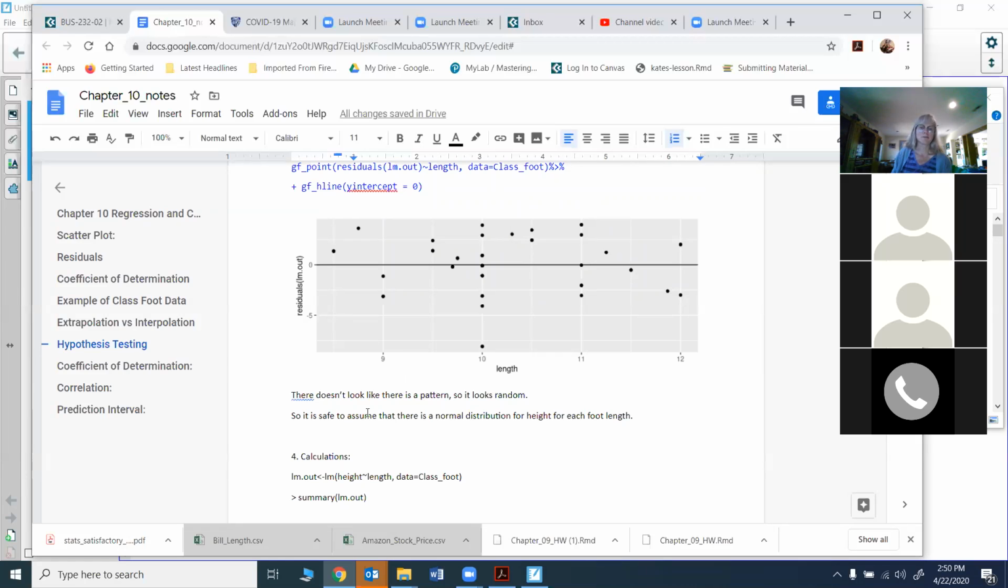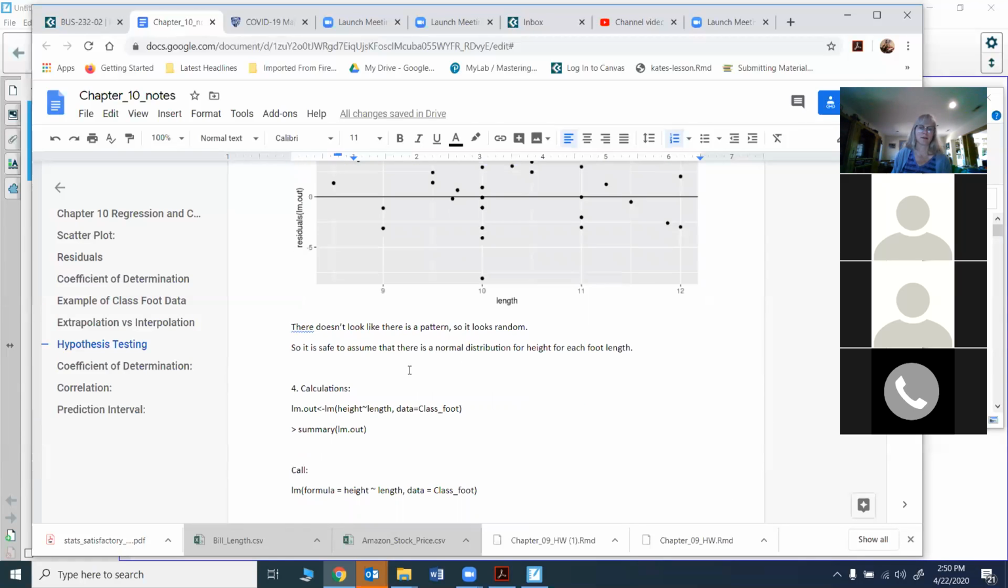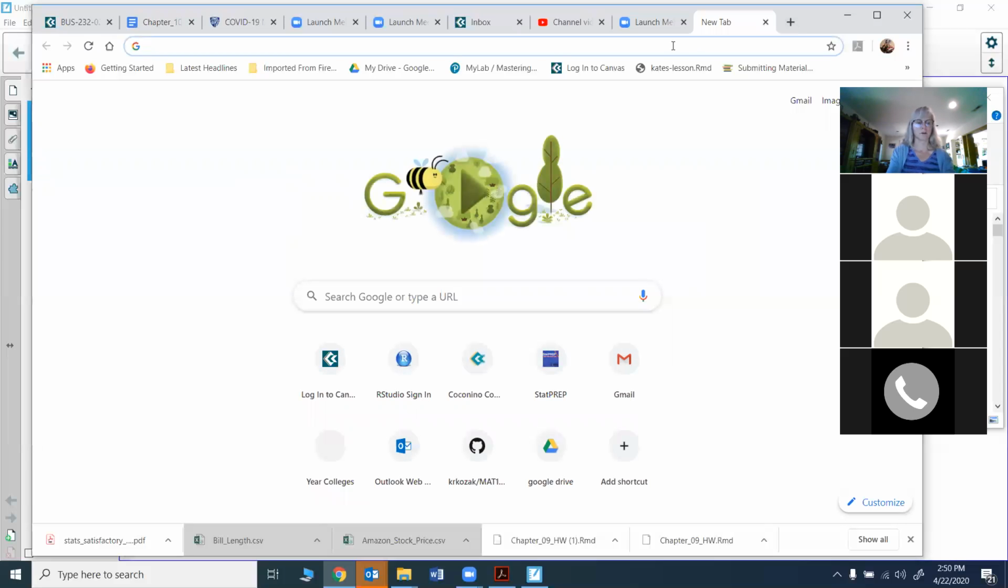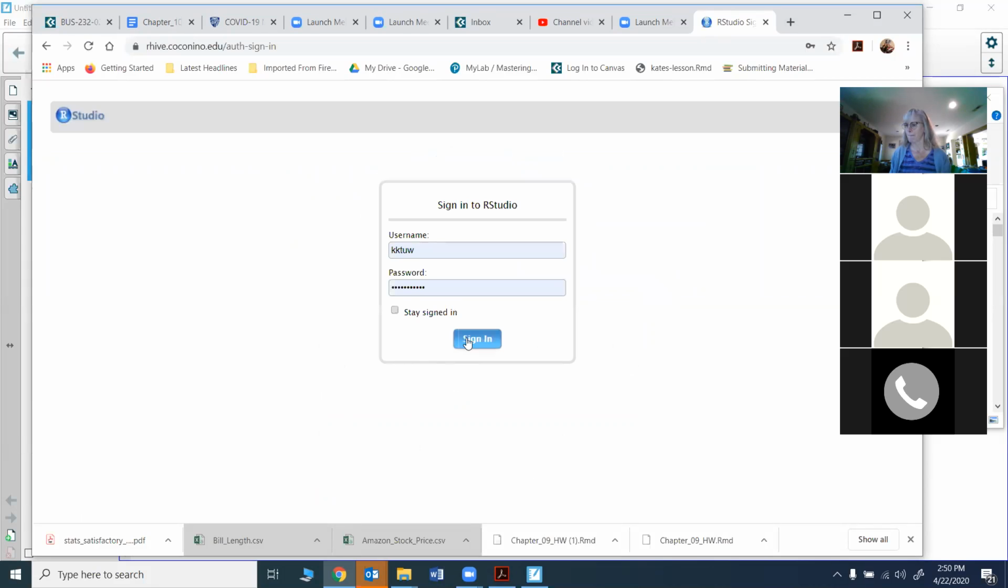But I was a little nervous, so I ended up putting all the data into here. But I do want to show you how we calculate this. So I'm going to show you how to do this, and then I actually already put it into the Google Doc. But I'm going to go into RStudio. So we're going to go into RStudio, sign into it.